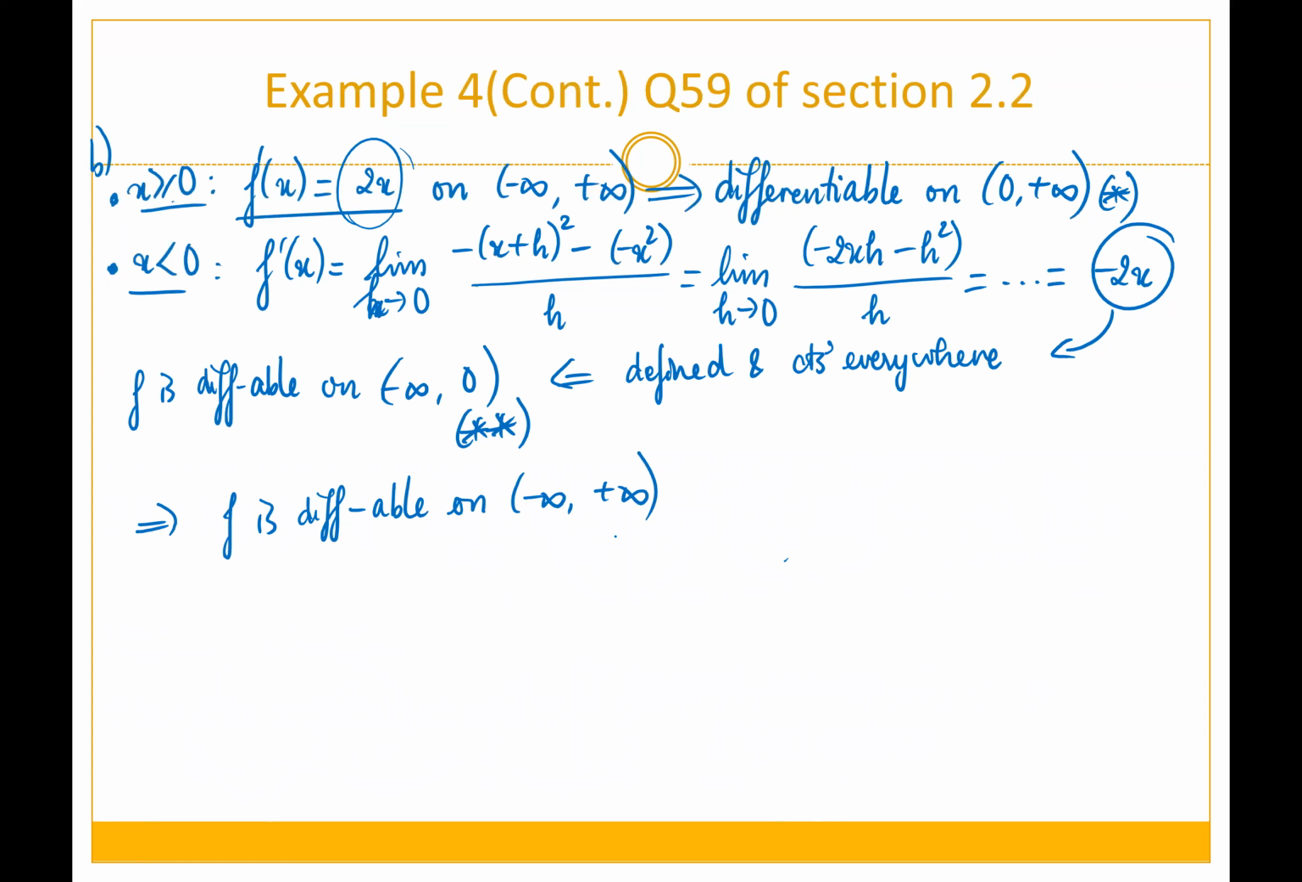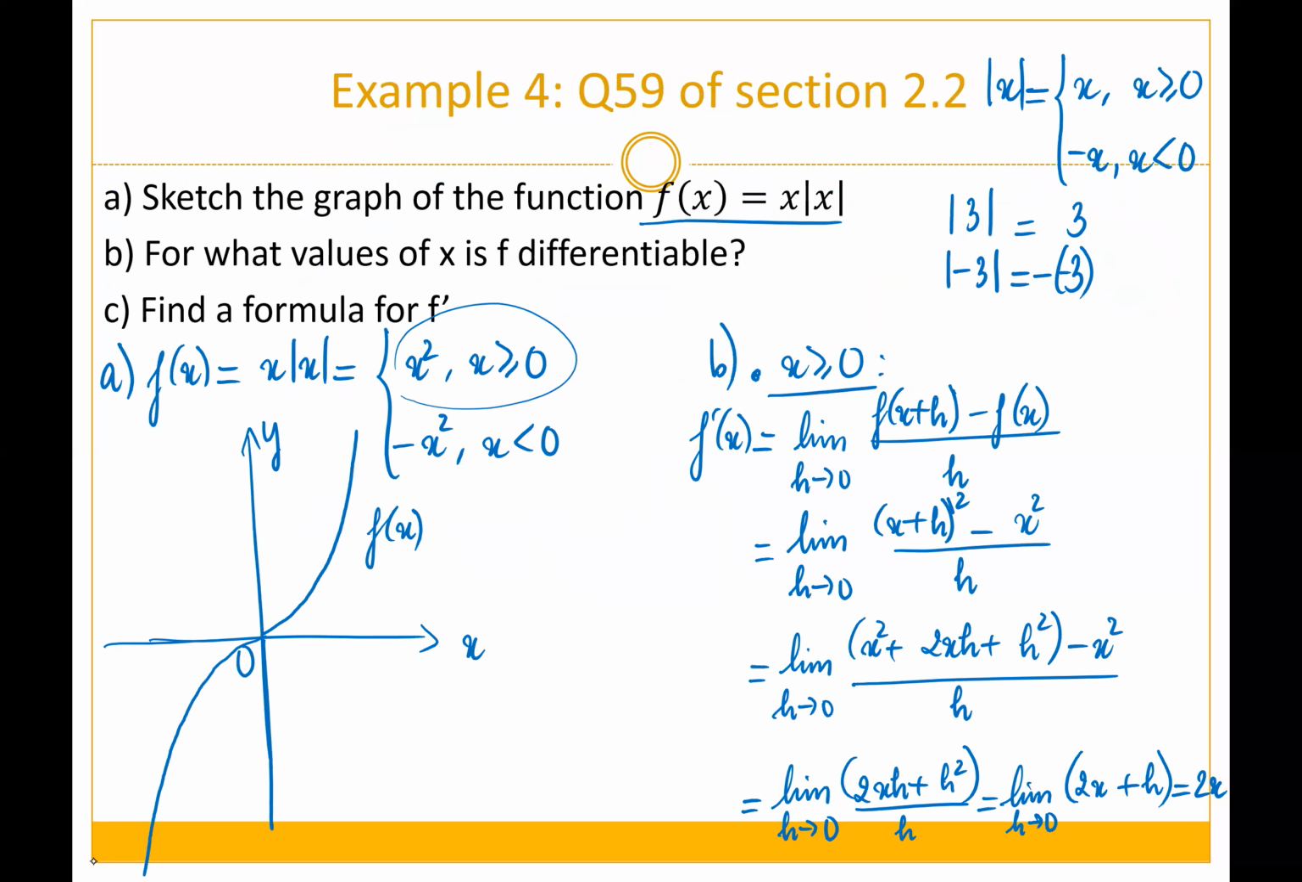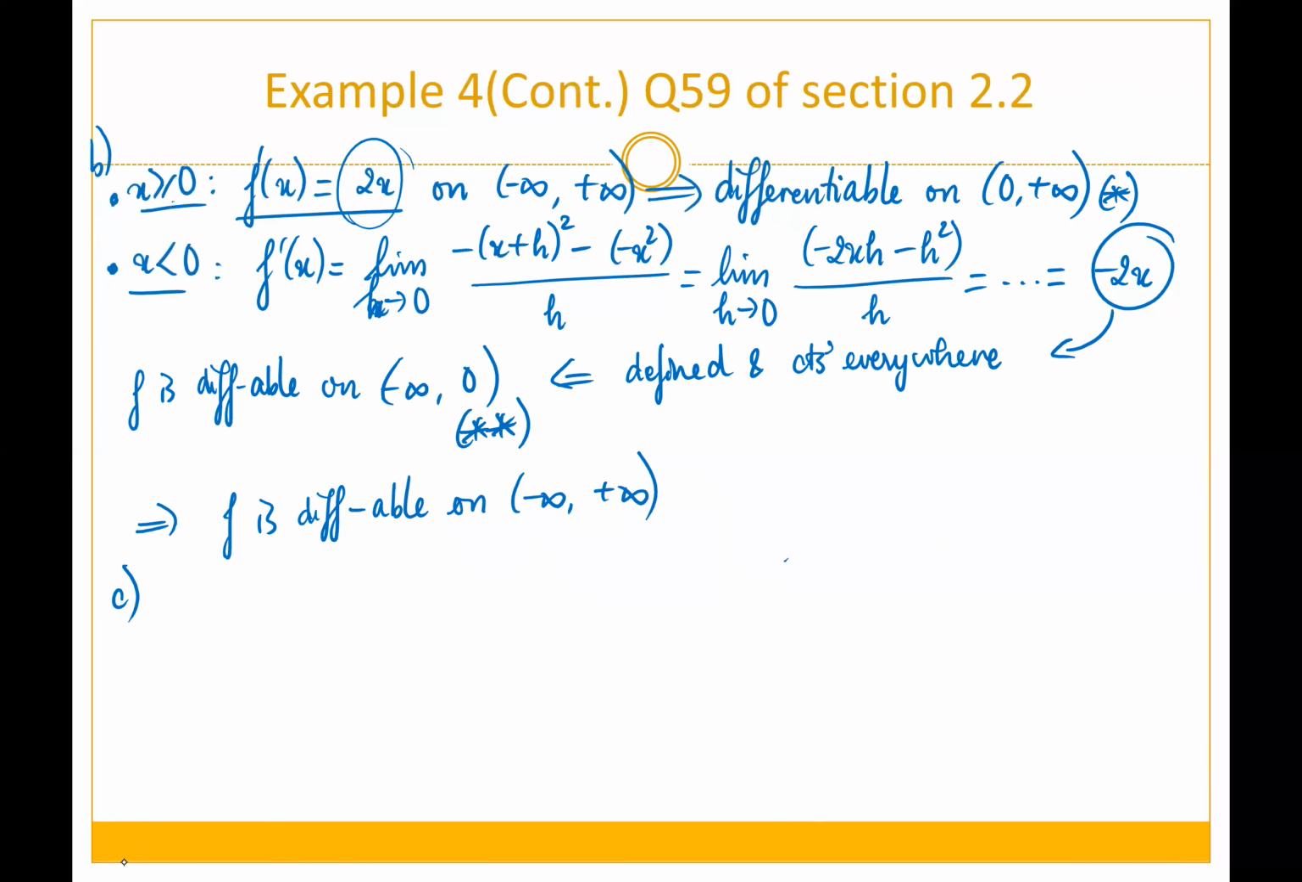Now we have part C. Find a formula for f prime. We already kind of did that. So we have f prime of x, it has two forms. It's going to be equal to 2x if x is bigger than or equal to 0, and it's going to equal negative 2x if x is smaller than 0. So that's also my final answer for this question.